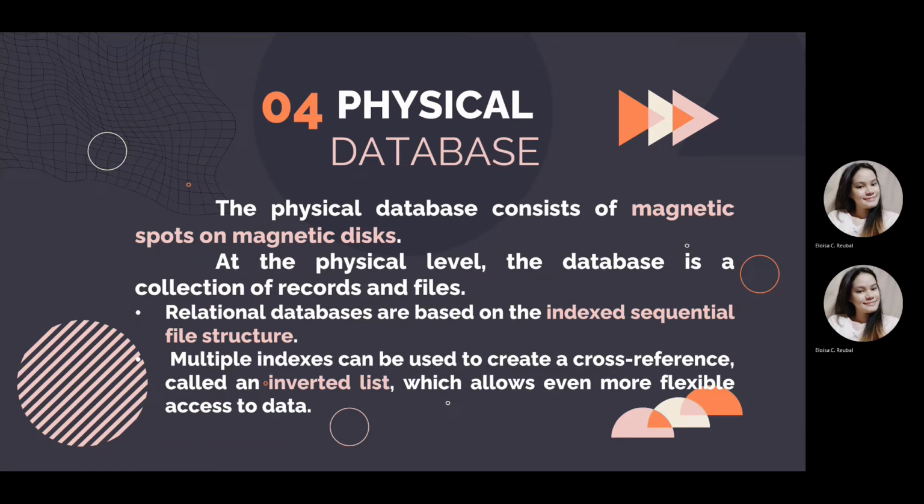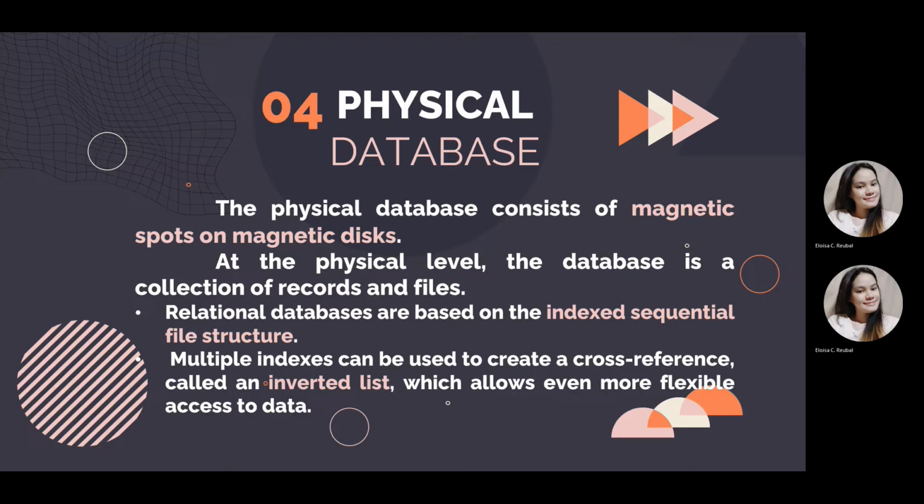And now we're at the fourth major element of the database environment, which is the physical database. This is said to be the lowest level of the database. The physical database consists of magnetic spots on magnetic disk. The other levels of database are abstract representations of the physical level. At the physical level, the database is a collection of records and files.